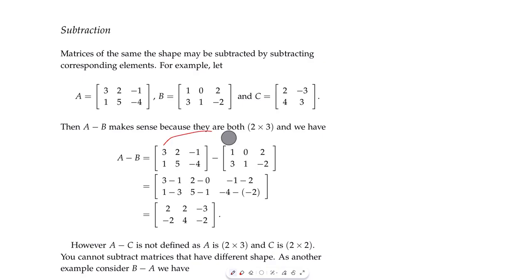So the same thing. 3 minus 1, 2. 2 minus 0, 2. Minus 1 minus 2, minus 3. Are you seeing that now? Then 1 minus 3, minus 2. 5 minus 1, 4. Minus 4. Minus times minus is plus. So this is minus 4 plus 2. That's minus 2. Do you understand that now? I'm sure you understand what I am trying to achieve there. Alright. But the same thing, you cannot do A minus C, because C is having another shape.